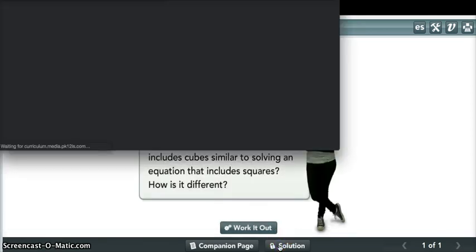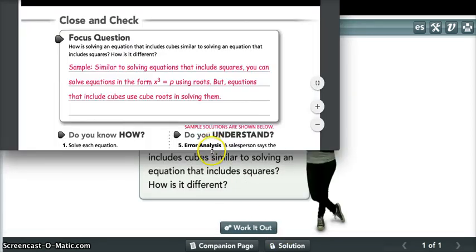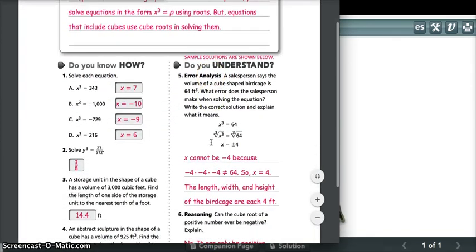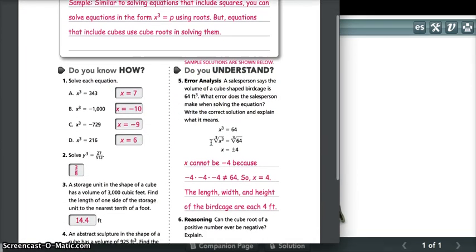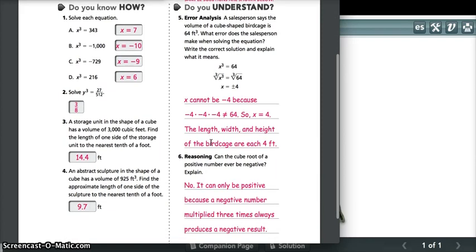All right, here are the solutions. Feel free to check your work, pause the video where you need to. Check your work, and then have a great rest of your day, everybody.